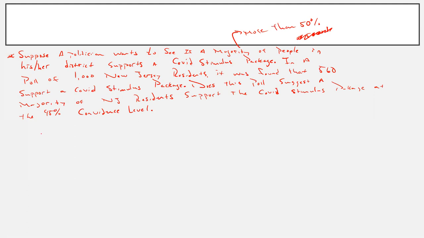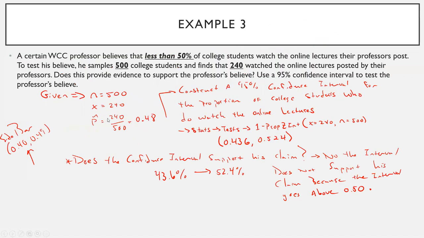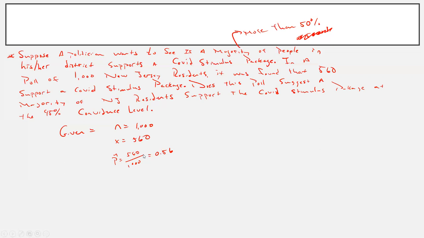So this congresswoman polled 1,000 people. How many of them said they would support the stimulus package? So p hat is 560 over 1,000, which would be 0.56. So our p hat is above 50%, okay? But you have to be careful. Like we just saw in the previous example, our p hat was below 50%, but it didn't provide enough evidence that it was actually less than 50%. So let's take this p hat and see if it does support that more than half.